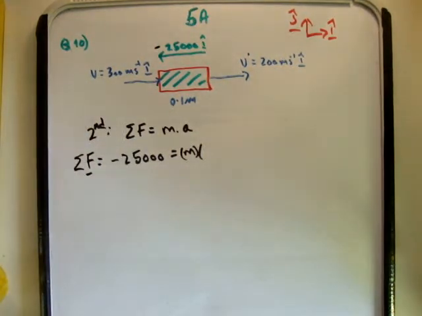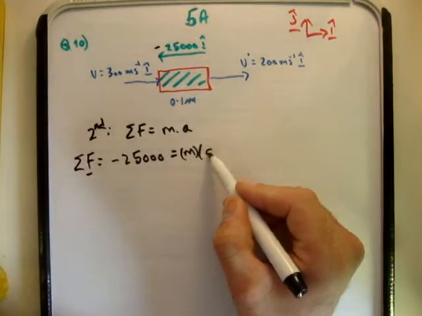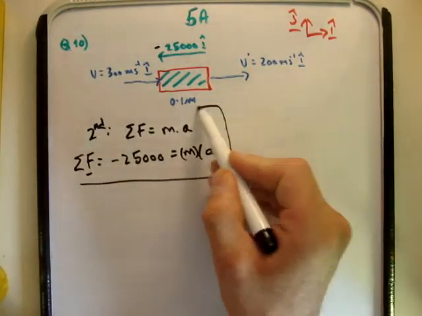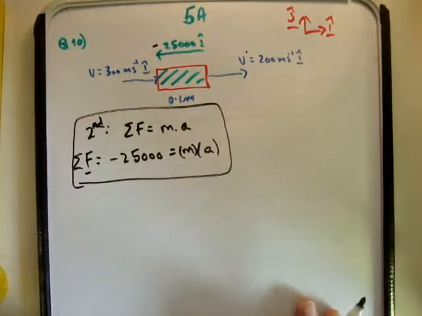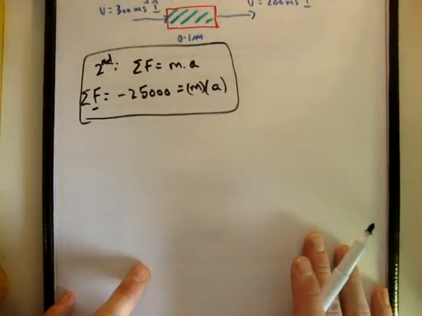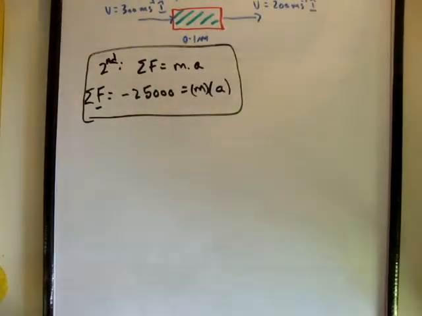Do we know anything else? No, we don't. So we don't know a at the moment. So we need to find out what the acceleration is. So in order to do that, we go to UVAST. Alright, so let's go to UVAST.